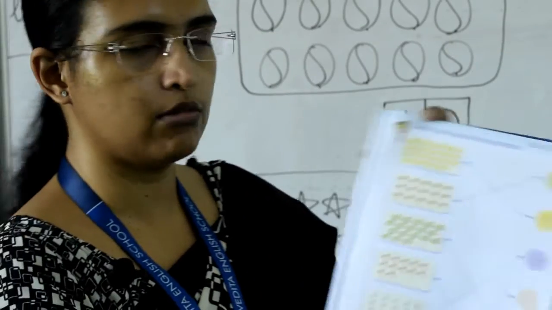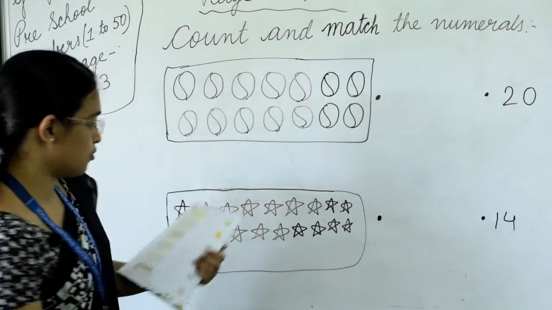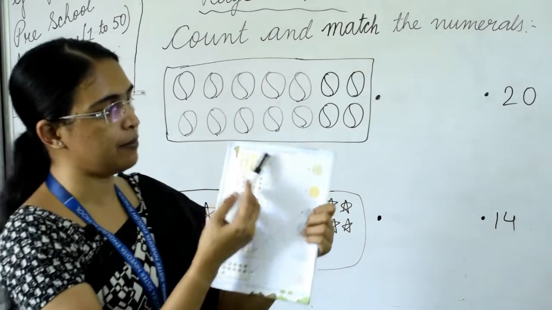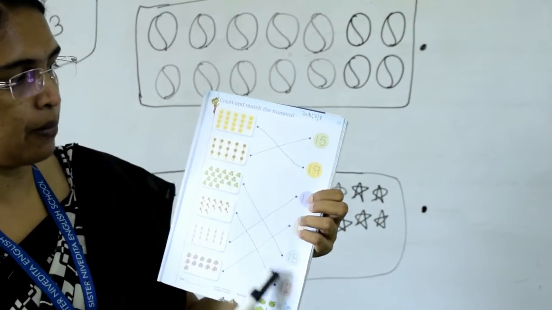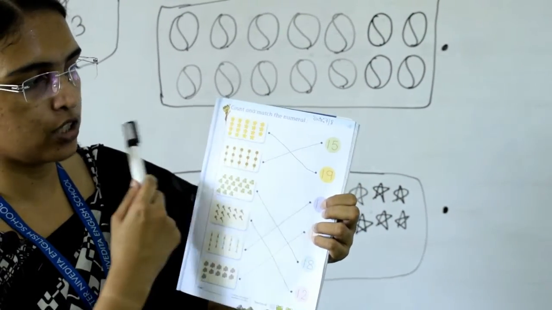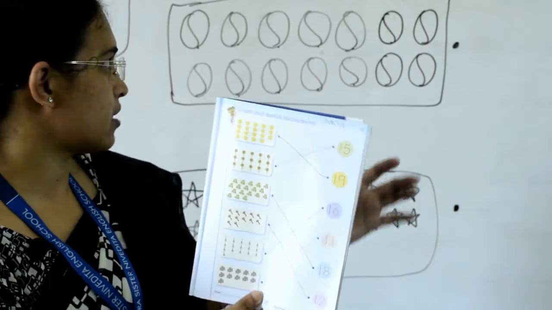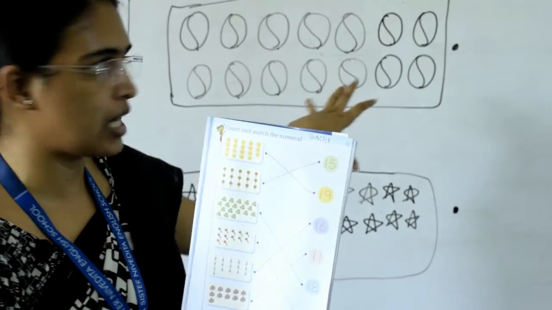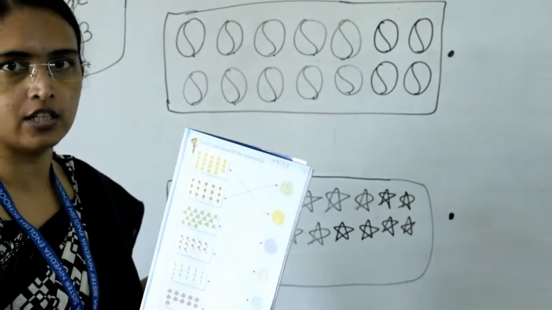Now turn the page, come to the next page, that is page number 23. Now we will do this, count and match the numerals. So here are some pictures and here are some numbers. We have to count these pictures and match them with these numbers. Okay, so I have made some pictures and numbers on the board for example. Now I will show you how you will do this in your book.